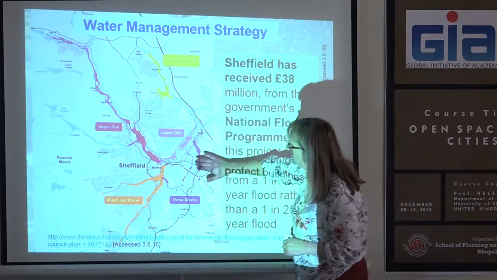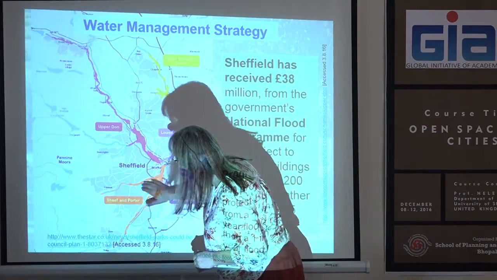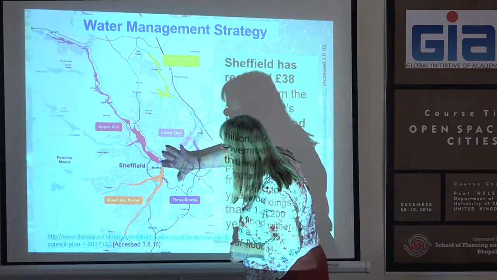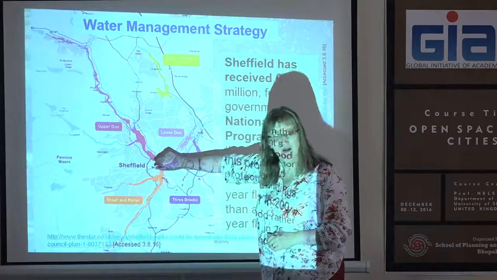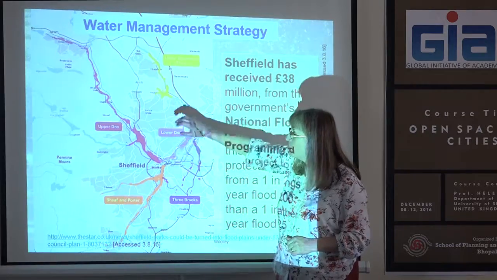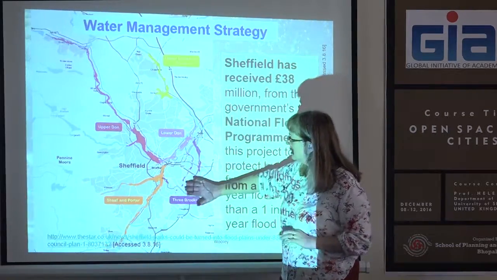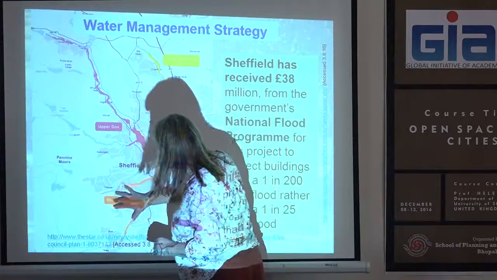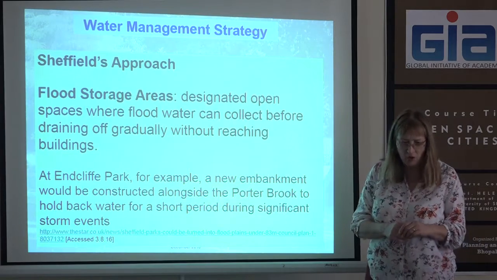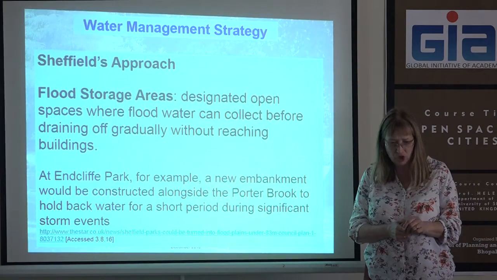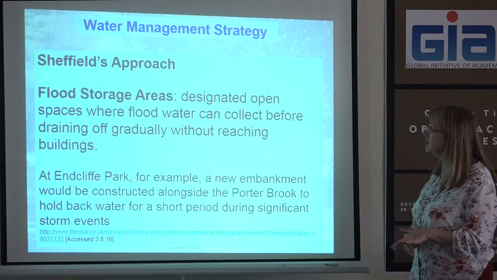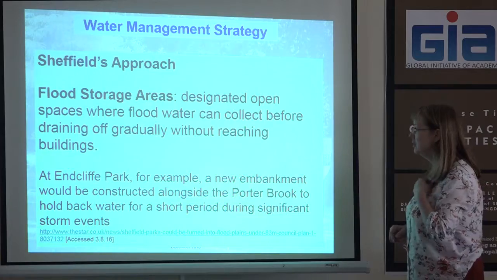Here is the centre, and here are the main rivers. As I say, they're all small, and the aim is to try and stop the water coming down into the city when we have these massive rain times, and particularly when it's water saturated. So to hold the water further back, there are various strategies being taken for that. So one is about having flood storage areas, and this is designating open spaces where flood water can collect before draining off gradually without reaching the buildings.